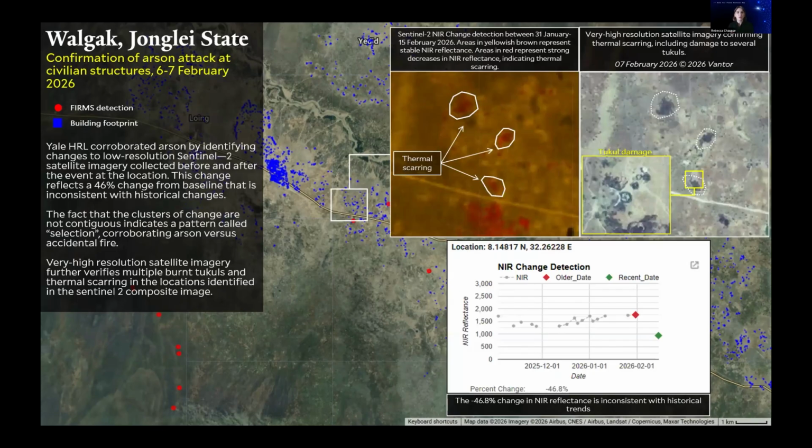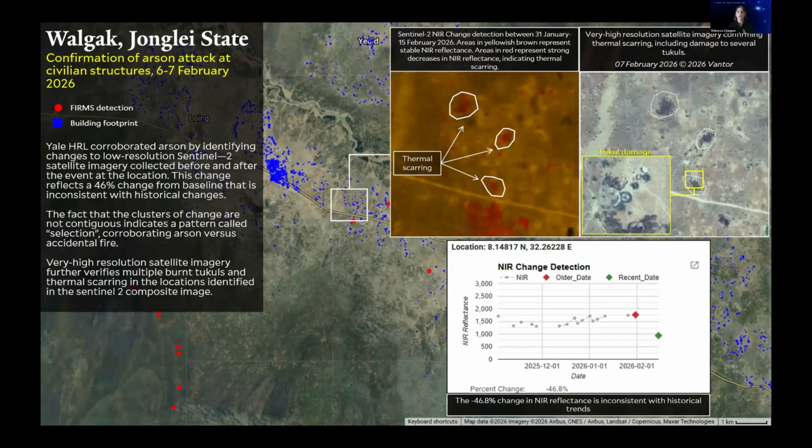In the days following the identification of the thermal detections, or FIRMS detections, on the 6th and 7th of February, we were able to use a pre and post change detection composite using Sentinel-2 imagery to identify changes in the near infrared band reflectance. What's important about near infrared band reflectance is that thermal scarring in burned areas reflects very low in the near infrared. So we can use that to identify potential areas of thermal scarring or burning.